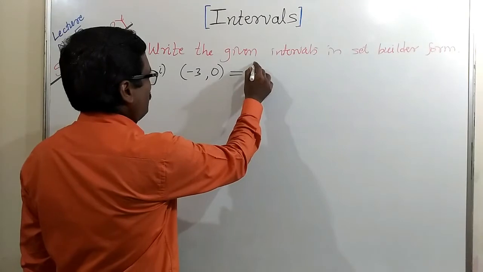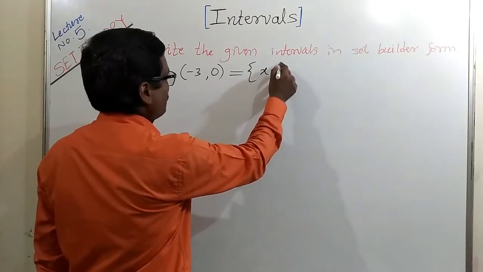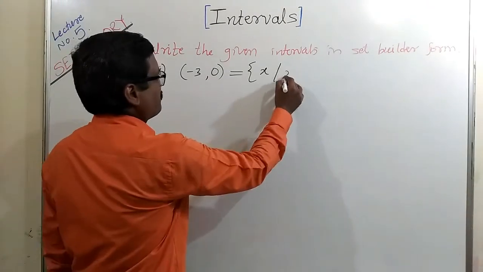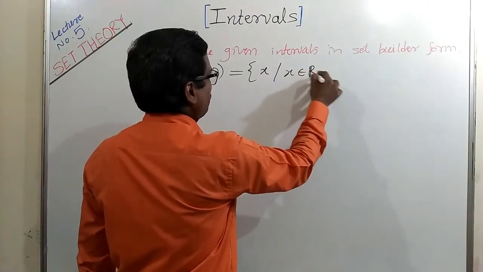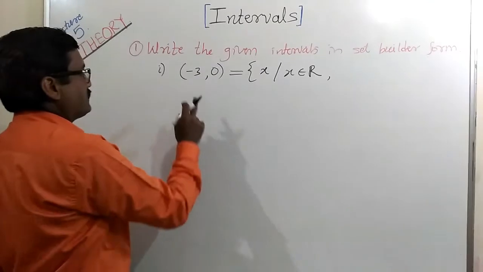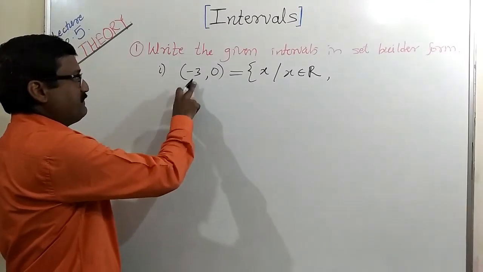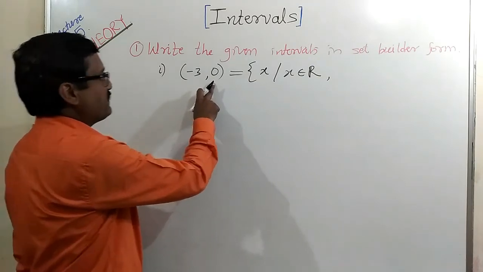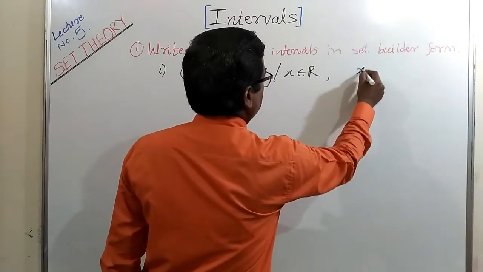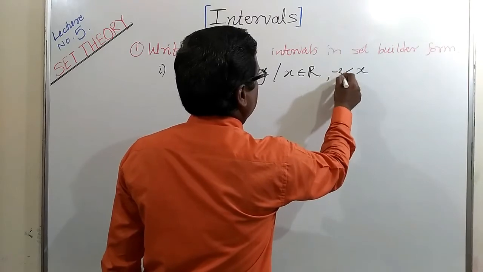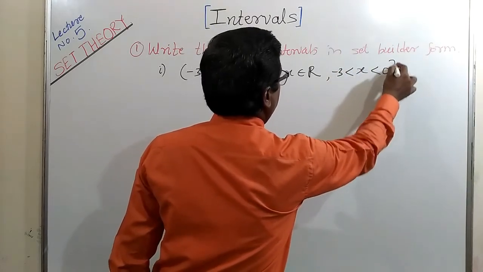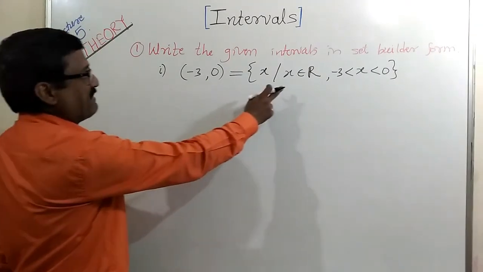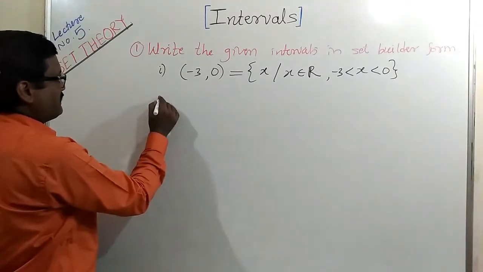This interval is nothing but the set of all x such that x is a real number, and this open interval means minus 3 is not included and 0 is also not included here. So x is greater than minus 3 and it is less than 0. So this is the presentation of this interval in set builder form. Let us see the second one.